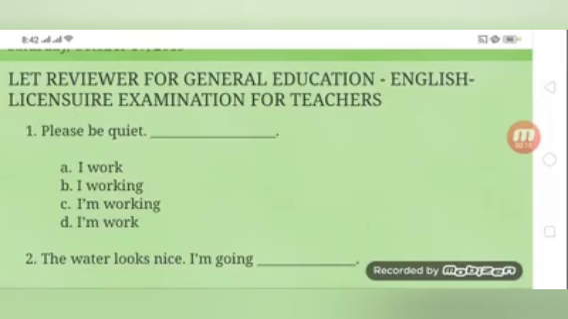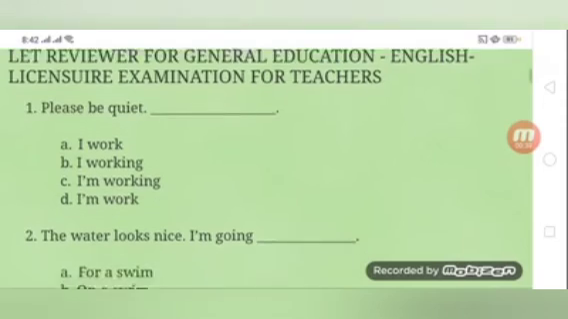Please be quiet. I work, I'm working, or I'm work. The answer here is I'm working. Please be quiet, I'm working. So that's happening at the time of speaking. So when an action is happening at the time of speaking, you always have to use the be plus ing form. Okay, so that's I'm working. That's present continuous form. Okay, so that's letter C.